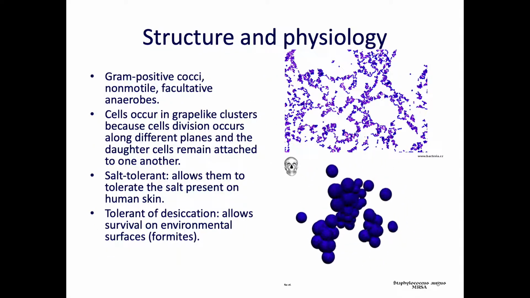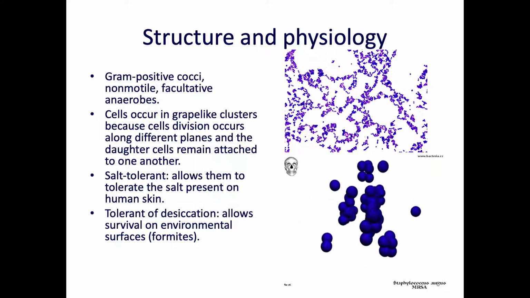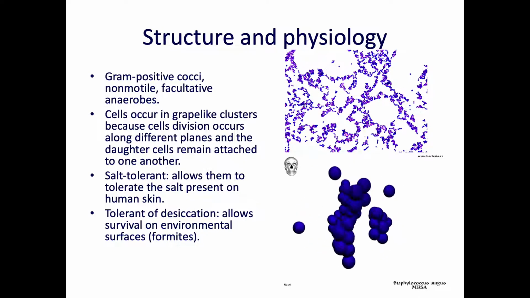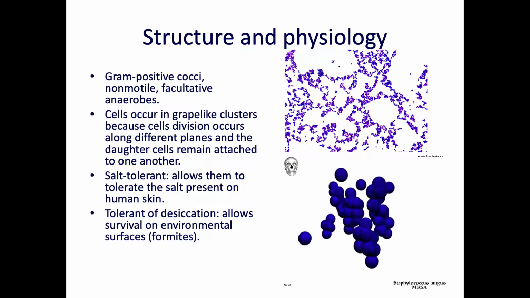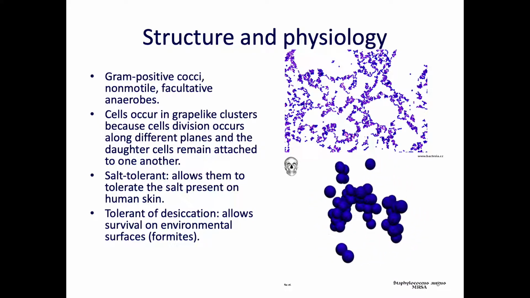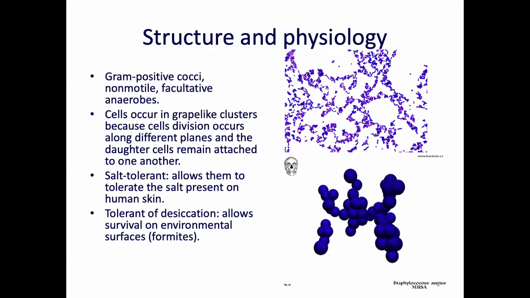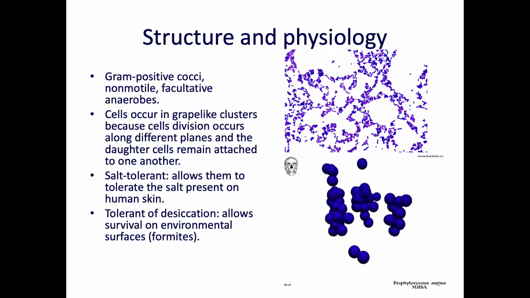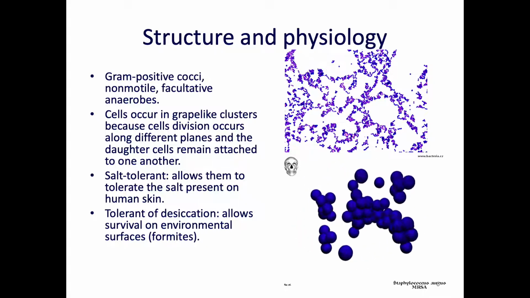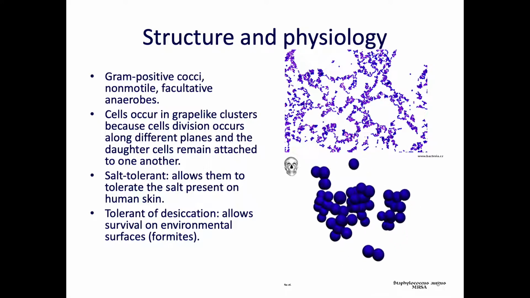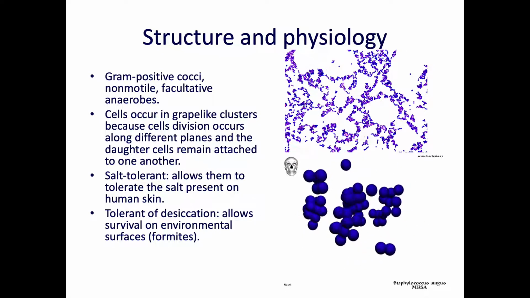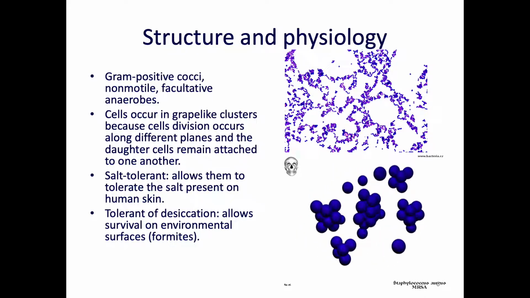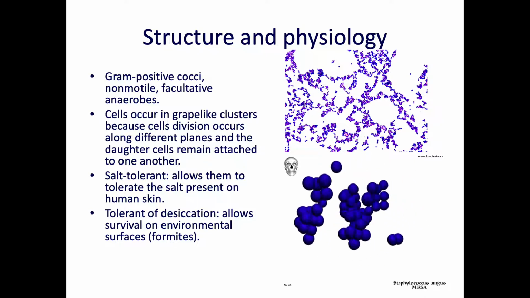So this shows you the structure of Staphylococcus. Again, these are gram-positive cocci. They are non-motile. They are facultative anaerobes. You can see that the cells occur as clusters. This is because the cell division occurs along different planes, and the daughter cells remain attached to one another.